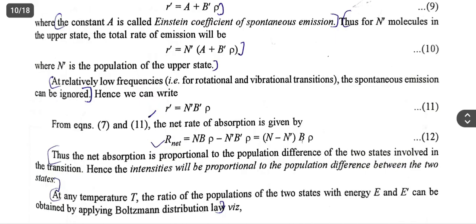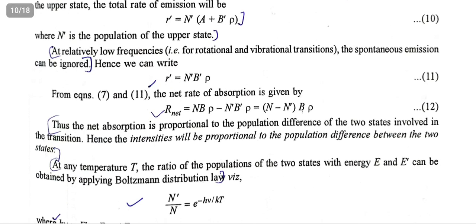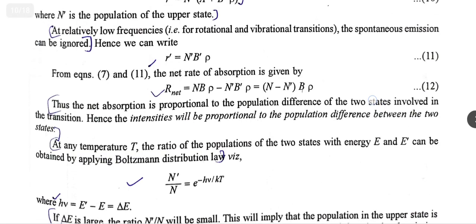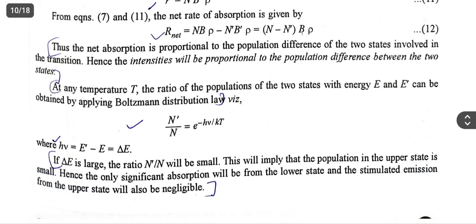At relatively low frequencies for rotational and vibrational transitions, the spontaneous emission can be ignored. R dash is equal to N dash B dash rho. R net is equal to N B rho minus N dash B dash rho, which is equal to (N minus N dash) B rho. Thus, the net absorption is proportional to the population difference of the two states involved in the transition. Hence, the intensities will be proportional to the population difference between the two states.